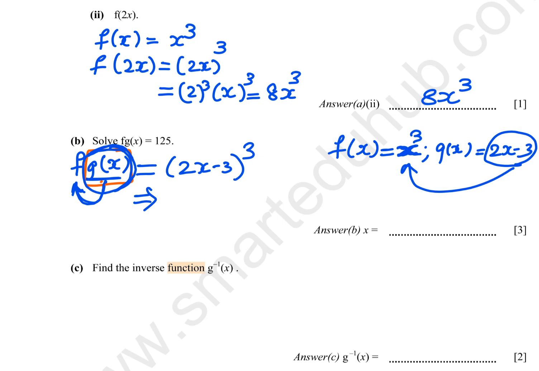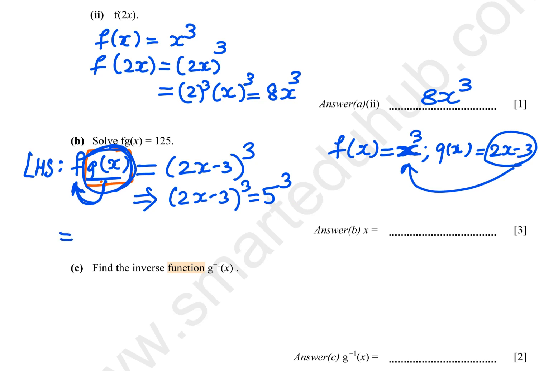So I'll help you. Now your left hand side was ideally f of g of x. So this was your left hand side, right? Now they have already told you left hand side is equal to 125. This means (2x minus 3) the whole cube is equal to 125. But if you think a bit carefully, you'll realize that this 125 can be written as 5 cube.